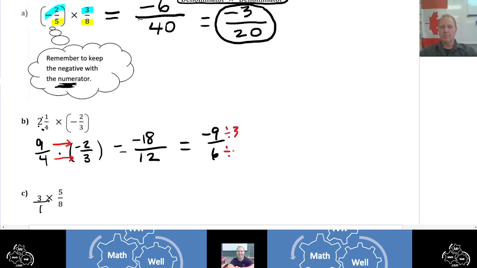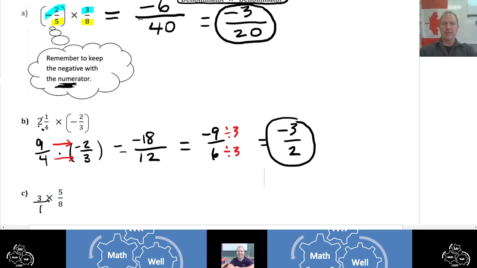So you can just keep simplifying, keep reducing until you get right down to the very last step and you can't reduce anymore. So don't feel bad if you have to do that. So this is negative 3 over 2, and that's where you can stop. Negative 3 over 2.